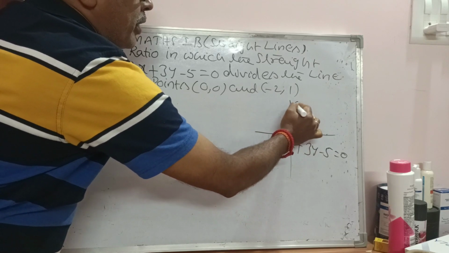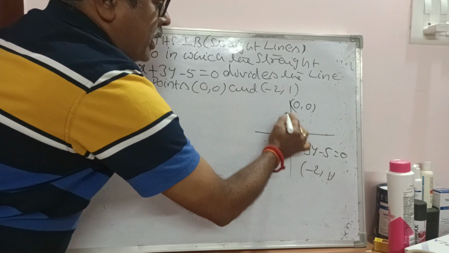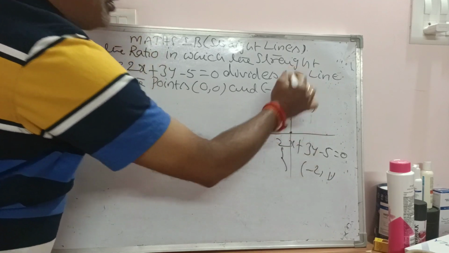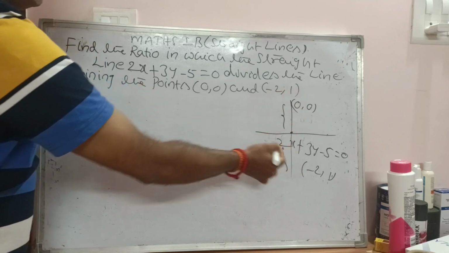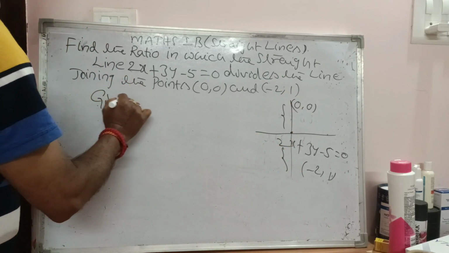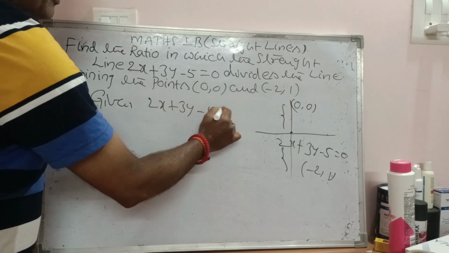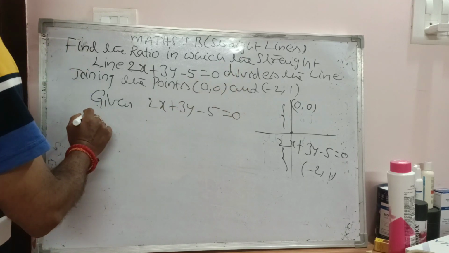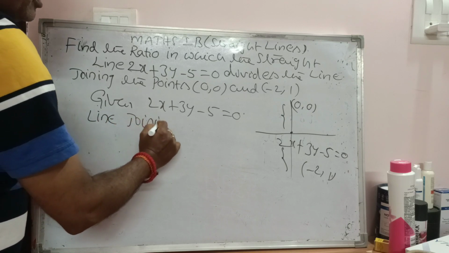Here is (0, 0), for example. There is another point (-2, 1). In what ratio does this line divide the line joining these 2 points? Here the given line is 2x + 3y - 5 = 0, and the line joins these 2 points.